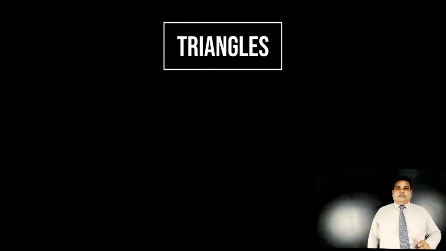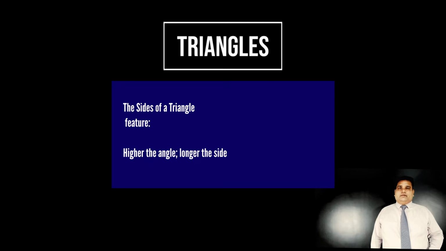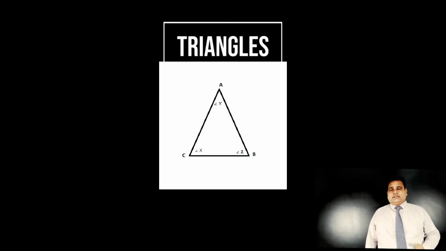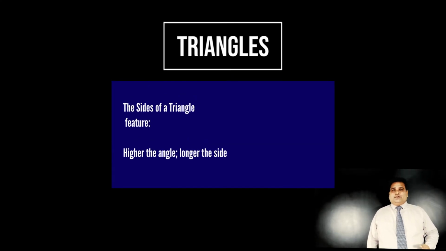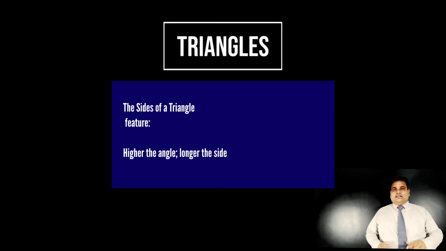Concept number 10, very interestingly, is another feature of the sides of a triangle: the higher the angle, the longer the side. If your angle is higher, the side will be longer. Suppose the length of AB is 10 centimeters, and the angle is, let's say, 60 degrees. If the other side is shorter, the angle will be lesser. So in other words, higher the angle, longer the side.